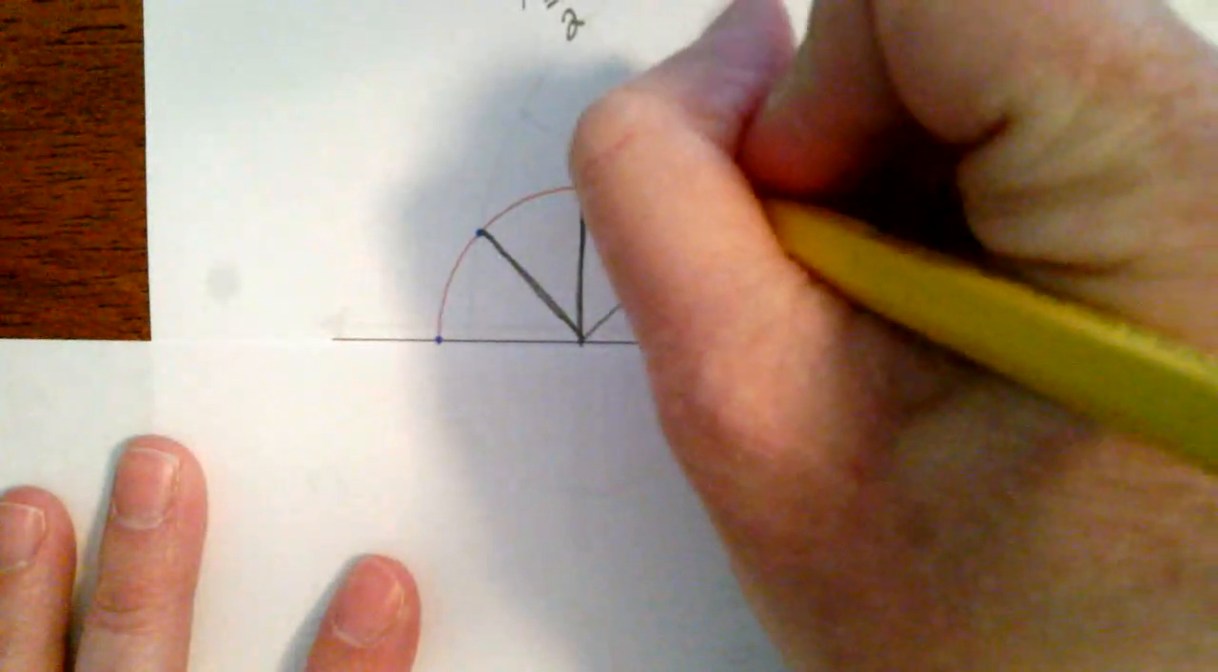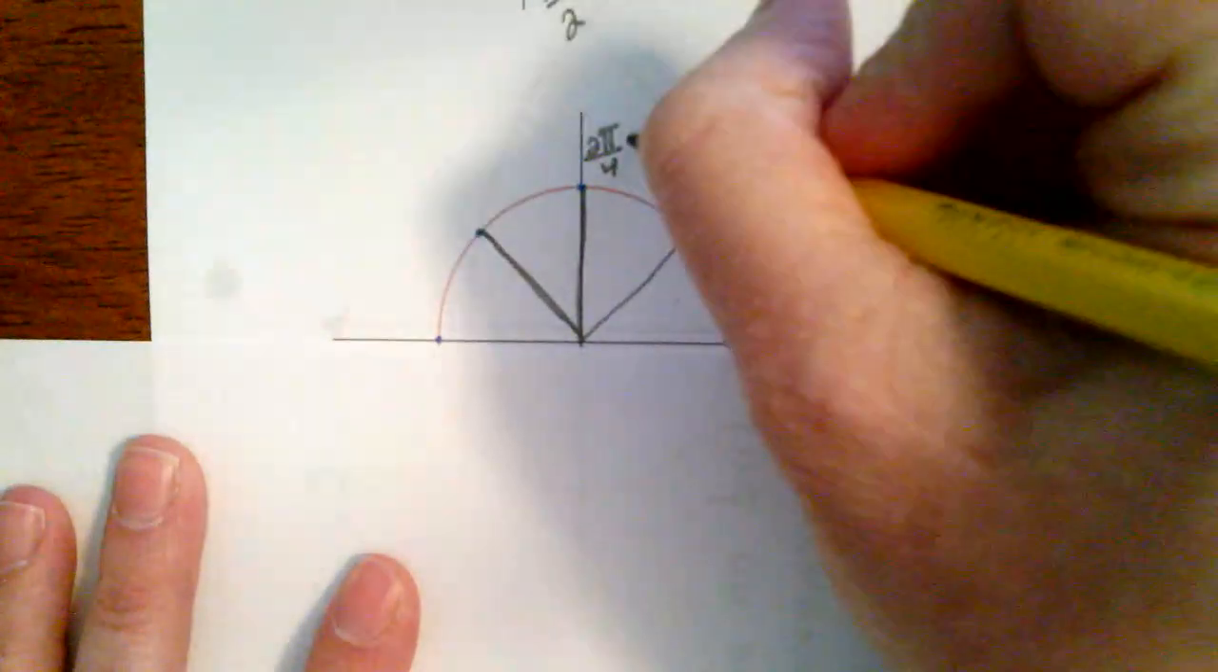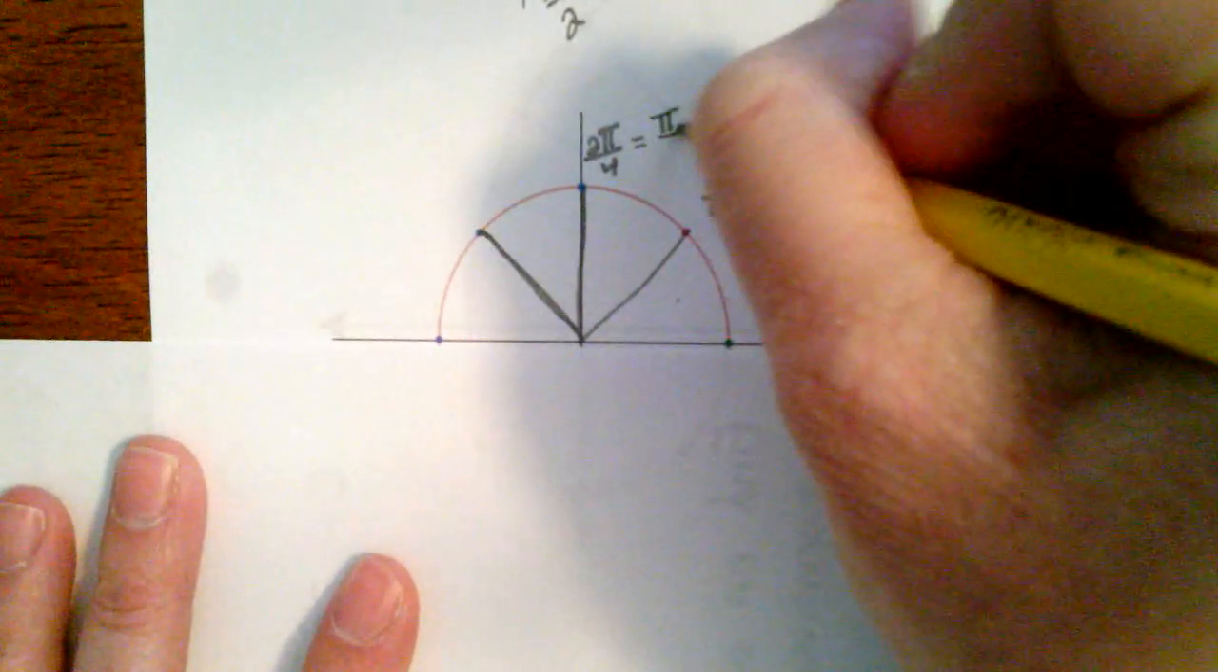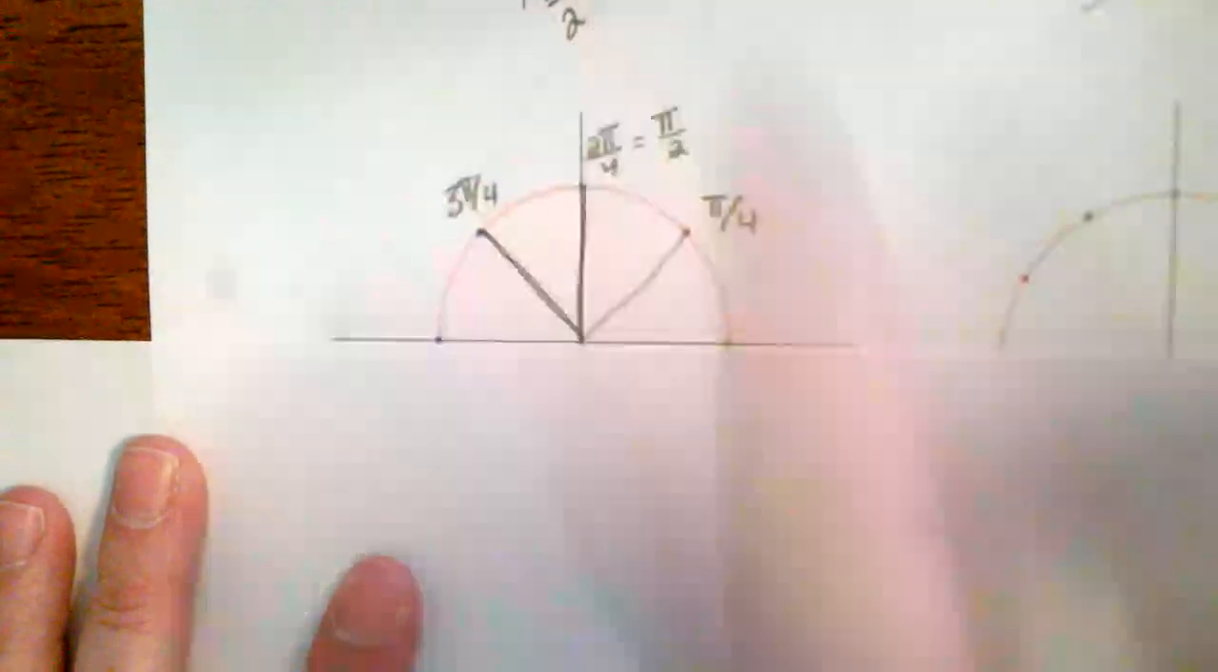This is 2 pi over 4 pieces, right? 1, 2, which we can see is pi over 2, the same as above. So then this is 3 pi over 4, and this is 4 pi over 4, which is equal to pi.